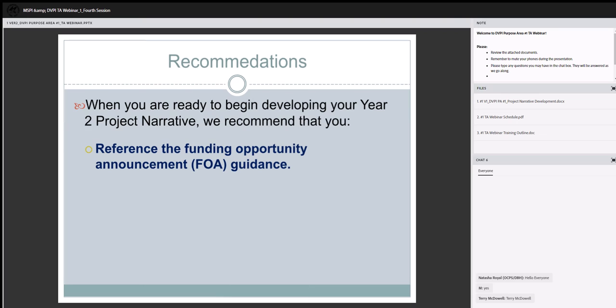When you're ready to begin developing your year 2 narrative, go to the funding announcement. It's the funding opportunity announcement. It's on the flash drives you received in Denver. You can also get a copy of it through going to the website. If you have any trouble with that, reach out to your project officer. They're your first line person to assist you with completing the continuation application and with the year 2 project narrative.